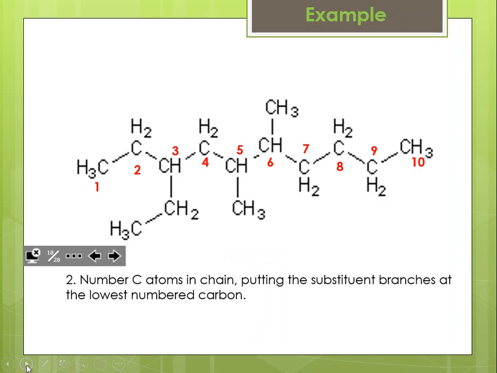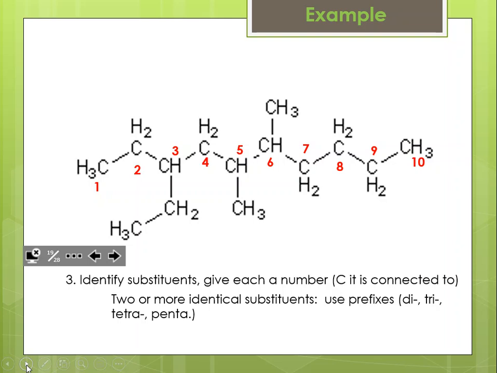And there's 4 main ones that we're going to be working with. The ones with 1 carbon are going to be methyl groups. The ones that have 2 carbons are ethyl groups. Any that have 3 carbons would be propyl groups, and anything with 4 carbons would be butyl. So we're not going to go much higher than that with our substituent carbon groups. So it says number and putting the substituent branches at the lowest possible numbered carbons, which we did there. Now we're going to identify them and give each a number. Okay, the one it's connected to, identify them.